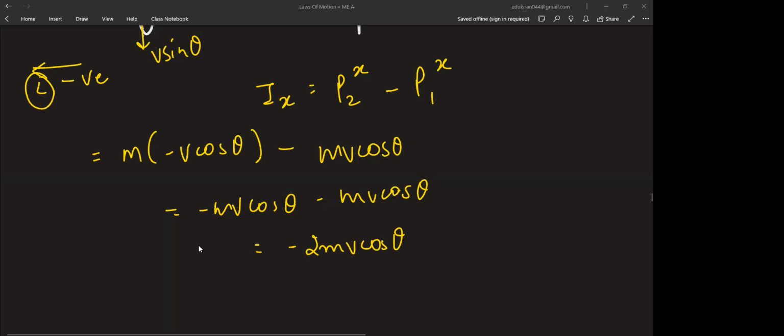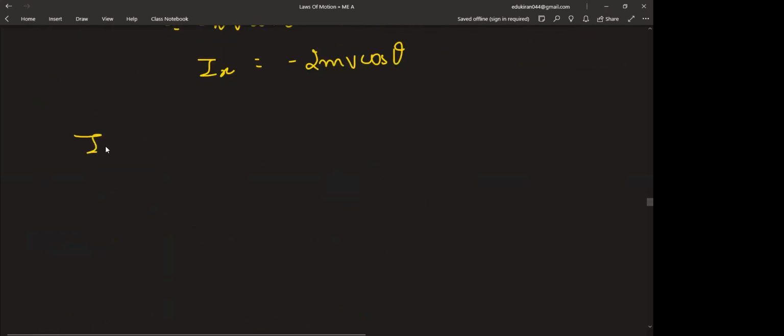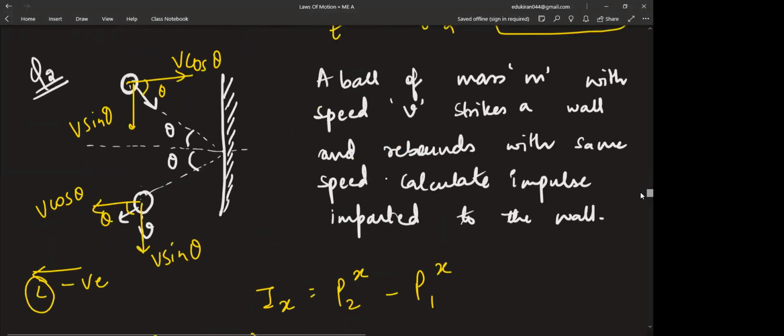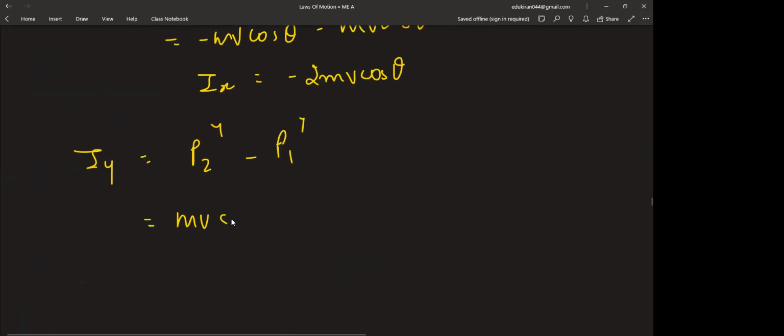See, this is along x. Along y, have a look. We need impulse along the y-axis also. So p2 minus p1 along the y-axis too. Right, class? Now see. Let's take downward as positive, then upwards will be negative. So v sine theta, both are positive over here. So the first one becomes mv sine theta minus, both are in the same direction, so this is also positive mv sine theta.